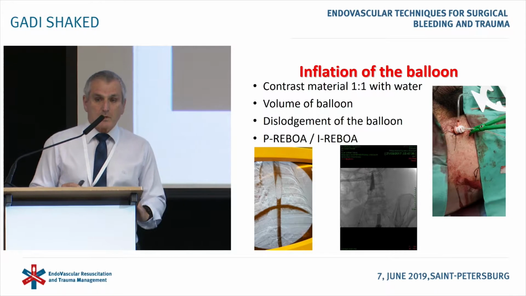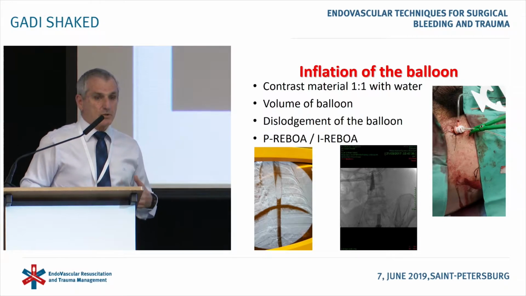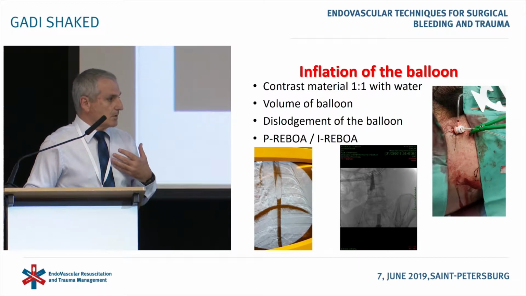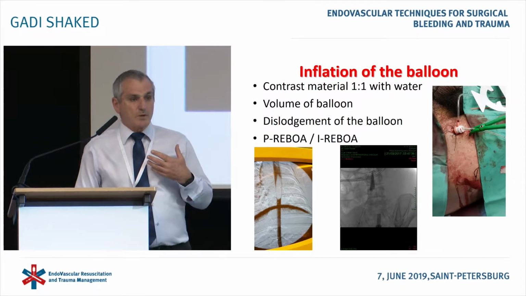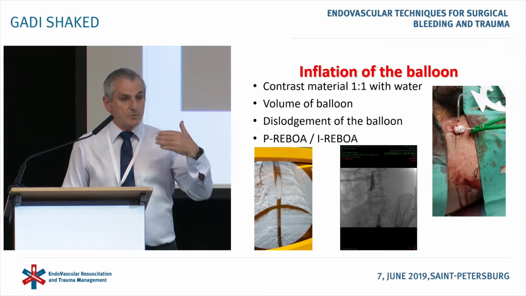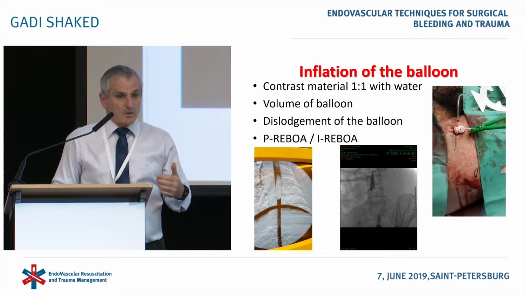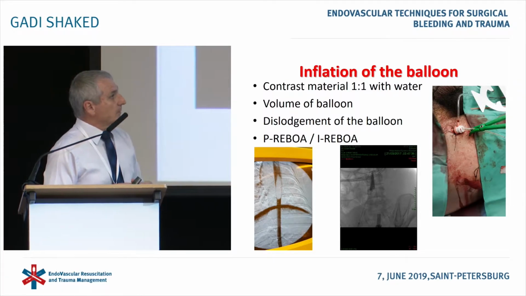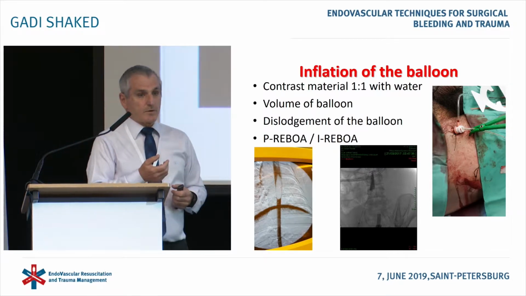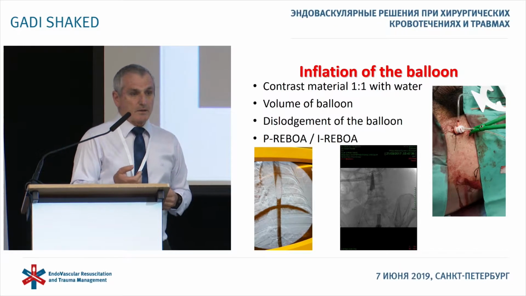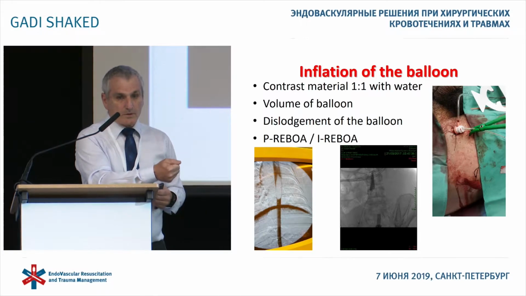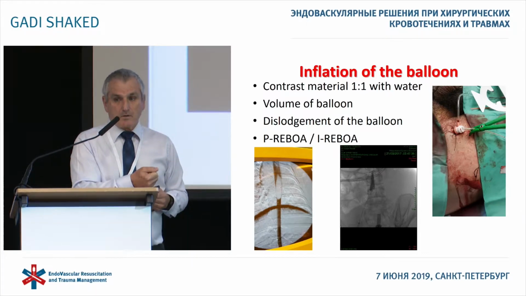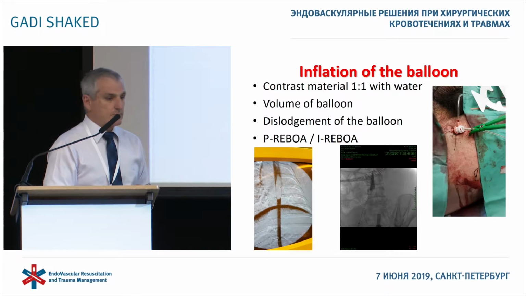Dislodgement of the balloon is very crucial. You see it especially in zone 1 insertion. Once you get a good blood pressure, the balloon starts to be pushed downwards. You must do everything that you can to keep the balloon in place. If needed, we even take a young doctor and tell him to hold it with his hands to prevent dislodgement.